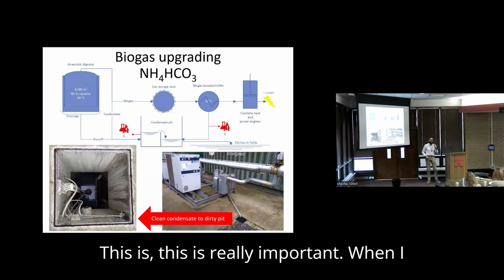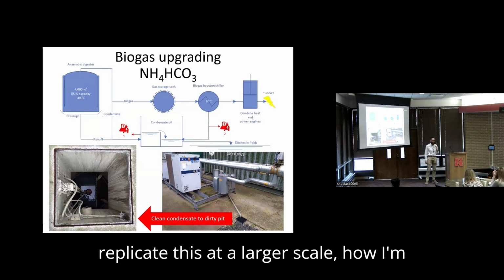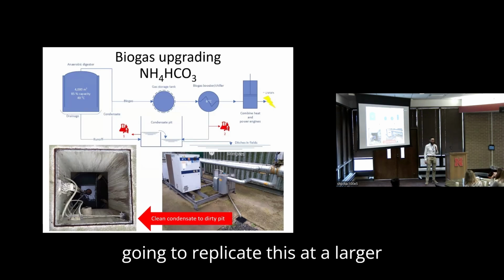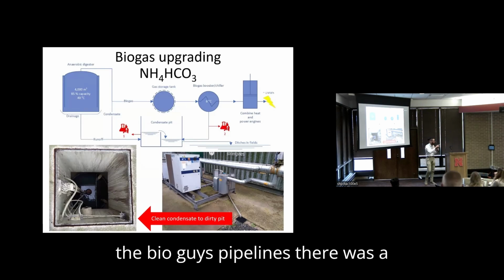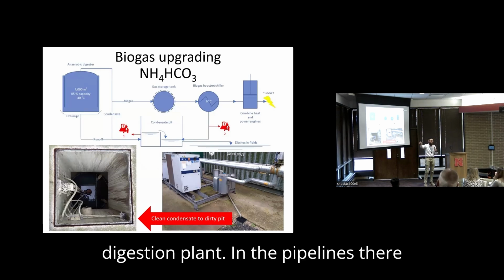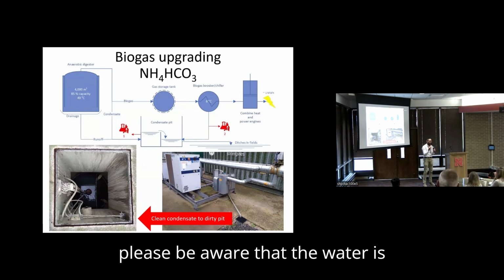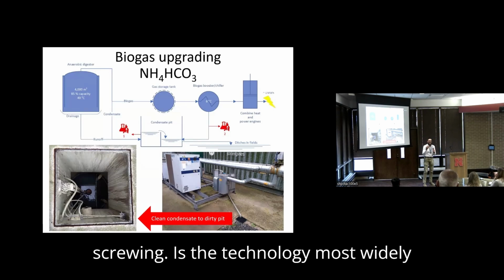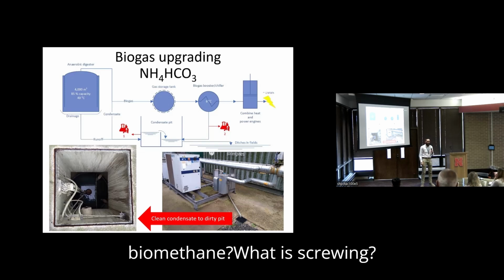This is really important. When I was thinking how I'm going to replicate this at a large scale, I realized that in the biogas pipelines there was a condensate. In every single anaerobic digestion plant, in the pipelines, there is a condensate. Ladies and gentlemen, please be aware that water scrubbing is the technology most widely used for upgrading of the biogas to biomethane. Water scrubbing.